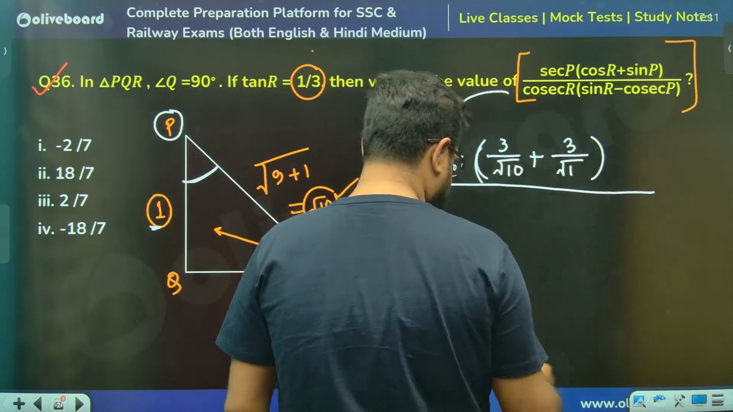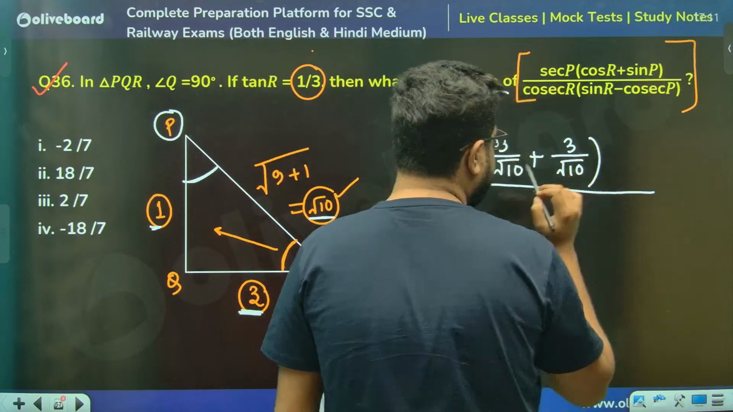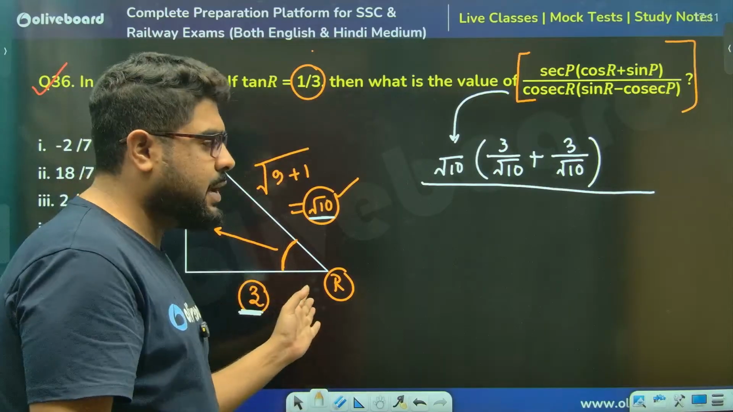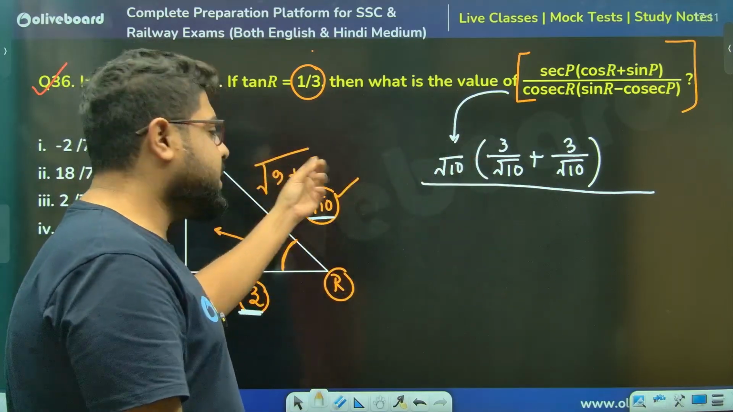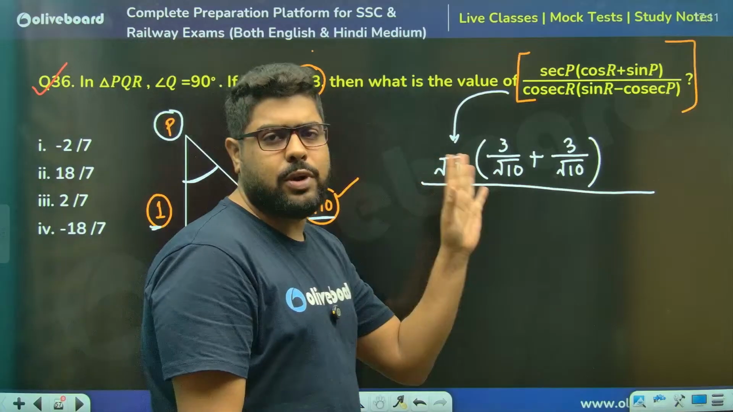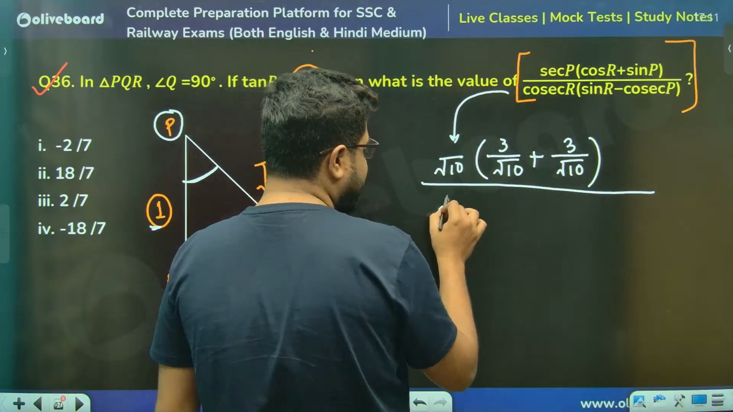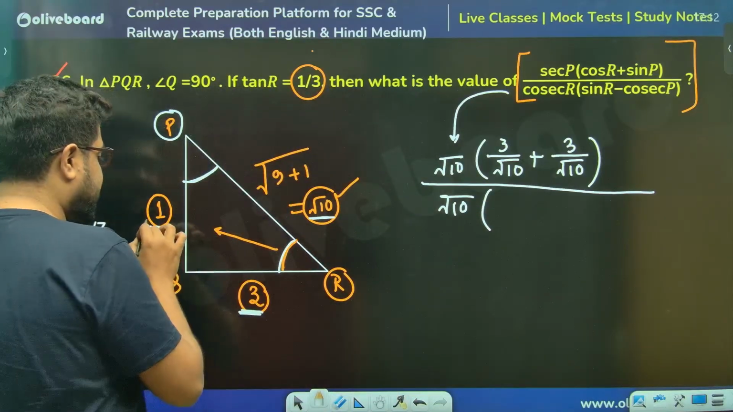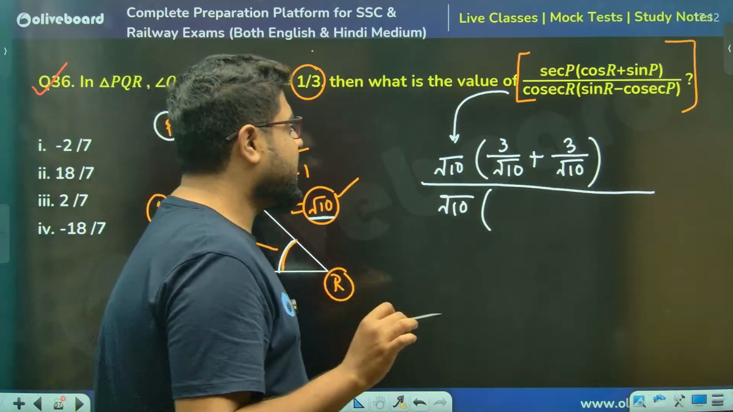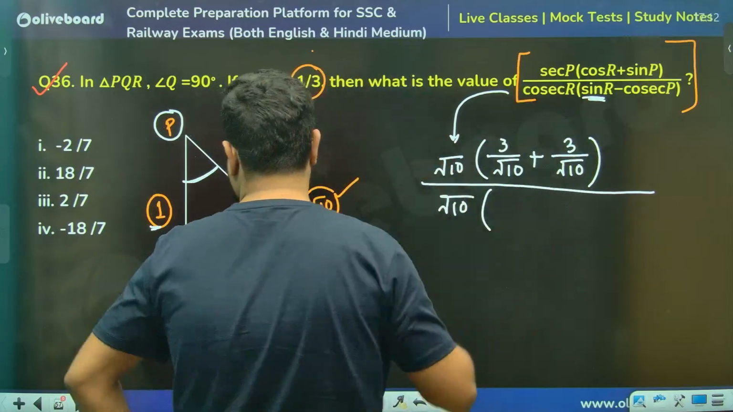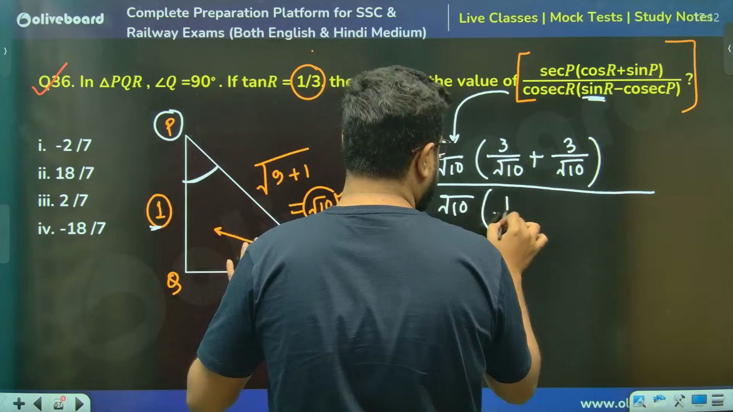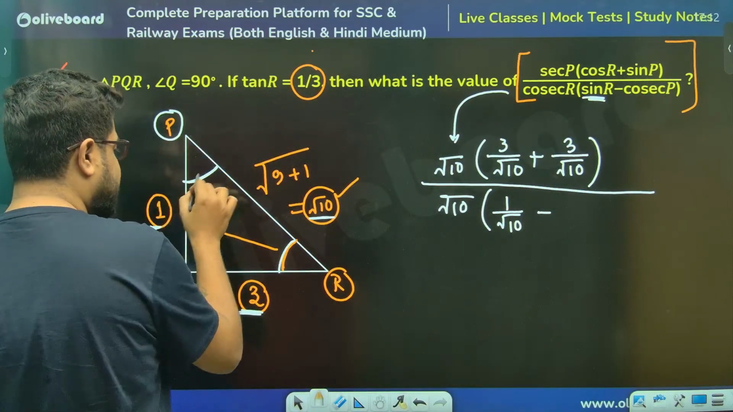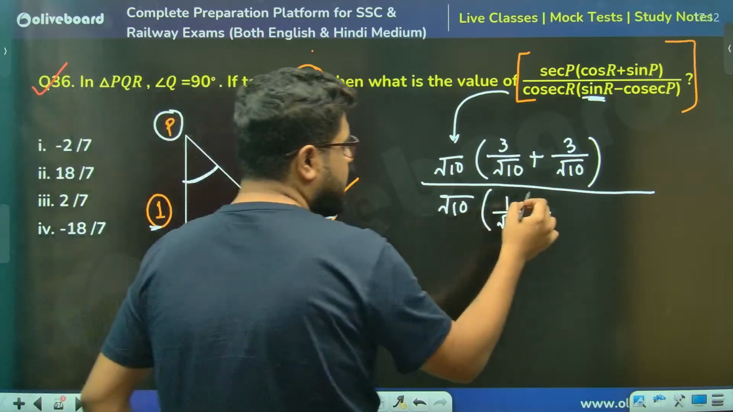It is all about understanding for which angle, what is the base, which one is altitude, and which one is your hypotenuse. That's all about it. Now cosec R. This will be root 10 if you want to check. R is this angle, sin R is 1 by root 10, so cosec is root 10 by 1. Just as we figured out. Minus cosec P. Cosec P means this angle, so sin P will be 3 by root 10, and cosec will be root 10 by 3.